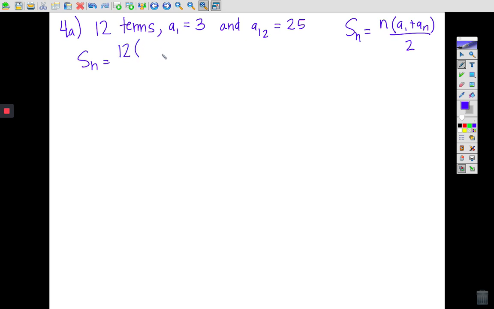Our first number is what? 3, and our last number is 25. Divide all of that by 2. 168 is correct.